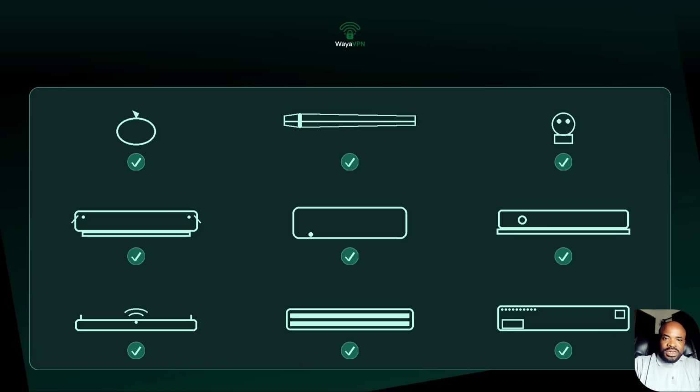I'm Emmanuel Corels, and in this video, I'll show you how to use WayaVPN on virtually any device with an internet connection: macOS, Linux, Android, Windows, iOS, ChromeOS, routers, network appliances, even IoT and single-board computers like the Raspberry Pi.